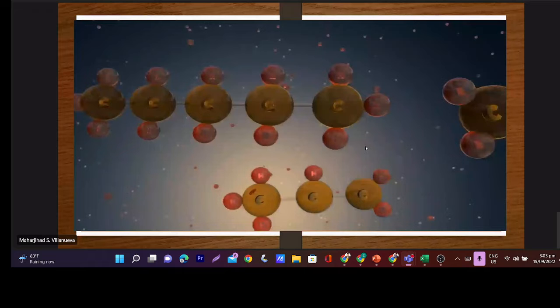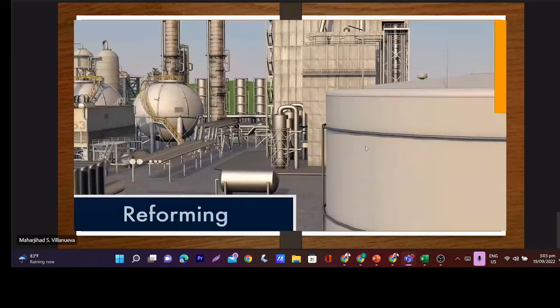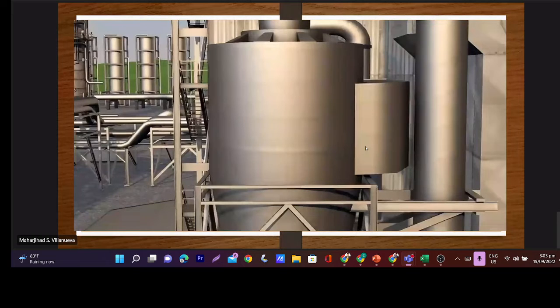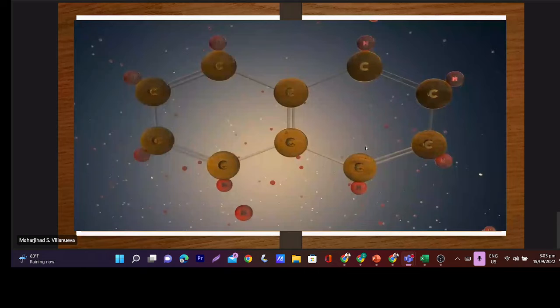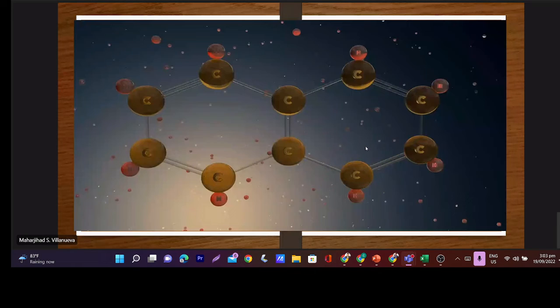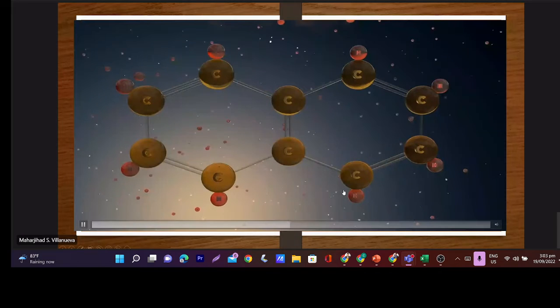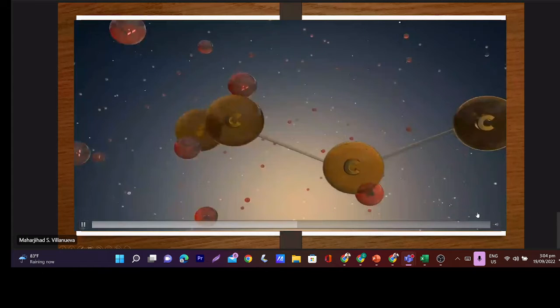Reforming is a process that increases the amount of gasoline produced from crude oil. One of the products separated in the distilling process is a liquid called naphtha. The number of carbon atoms in naphtha is about the same as the number found in gasoline, but the structure is more complex. Reforming rearranges the naphtha molecule, turning it into a usable gasoline-like molecule.